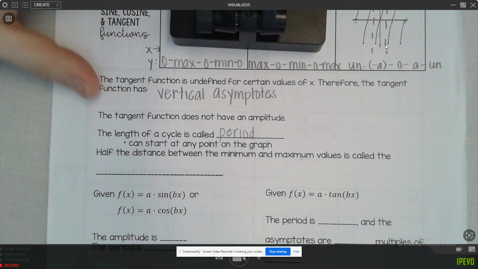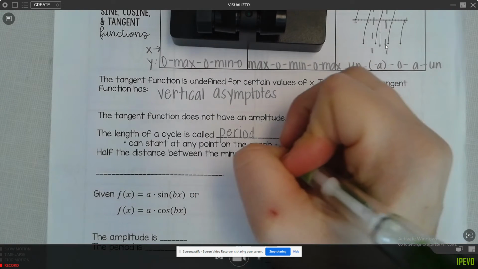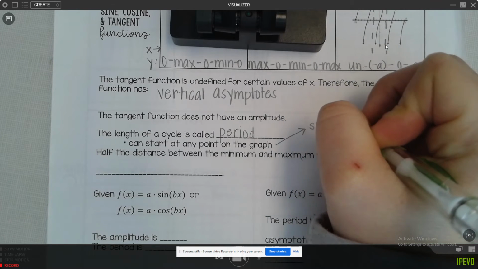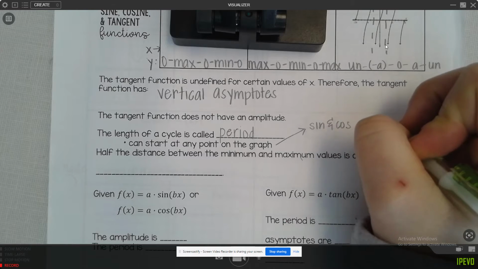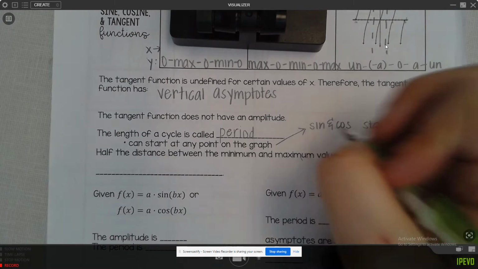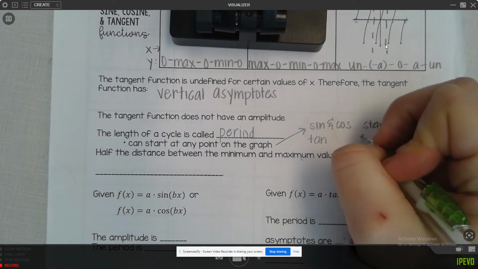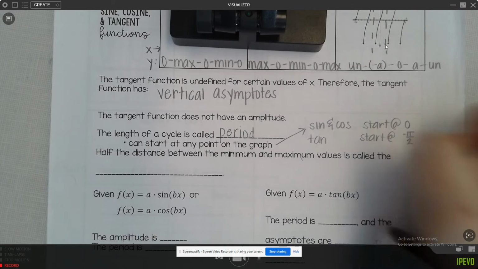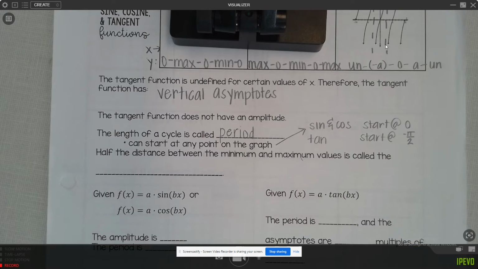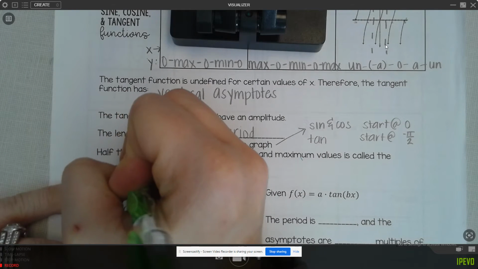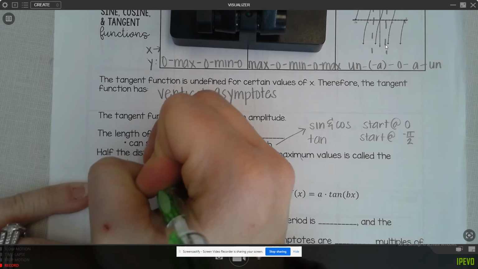And we can start at any point on the graph. But one thing I will say, for sine and cosine functions, when we start the graph, we're going to start at x equals 0. Okay. For tangent, we're going to start at negative pi over 2. Half the distance between the minimum and maximum values, that is called your amplitude.